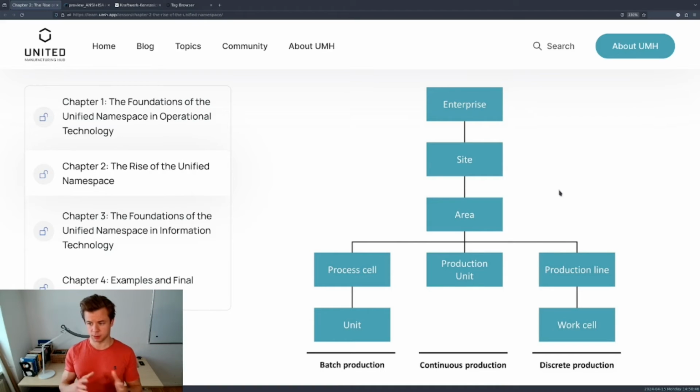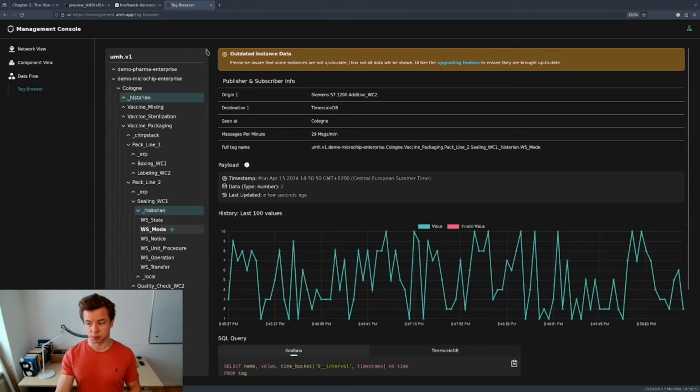So this is all very theoretical. How would this look in practice? And for this, I will rely on the management console provided by the United Manufacturing Hub.